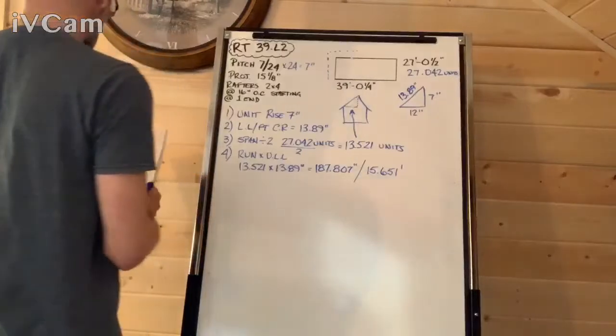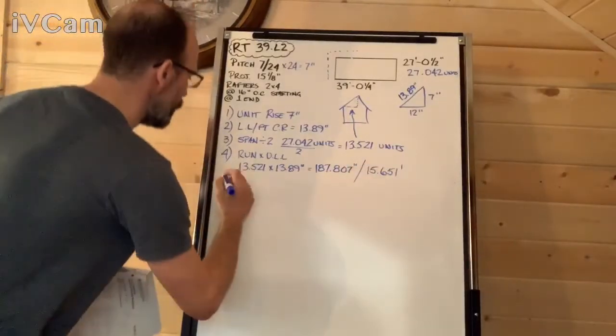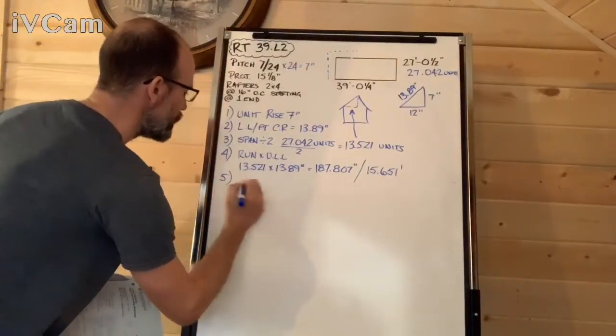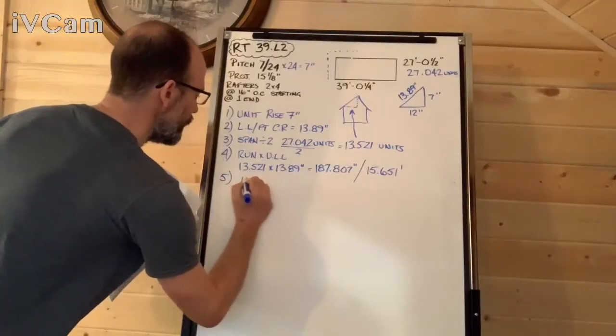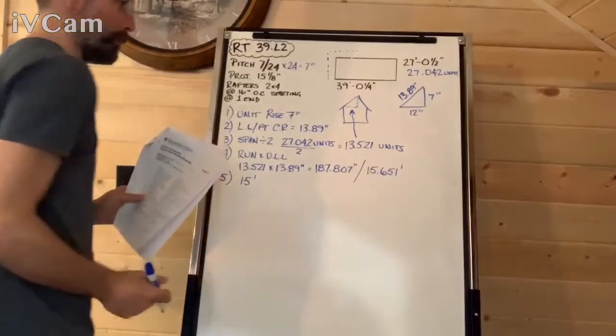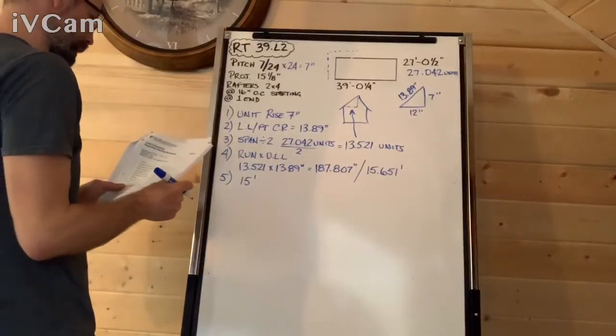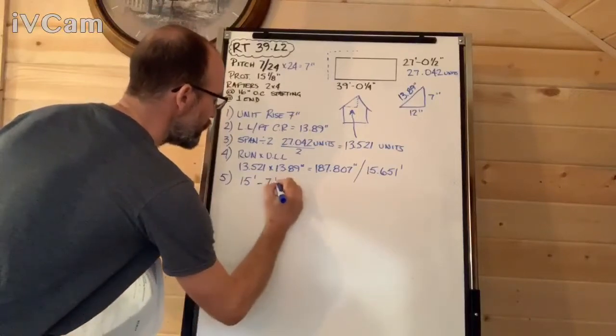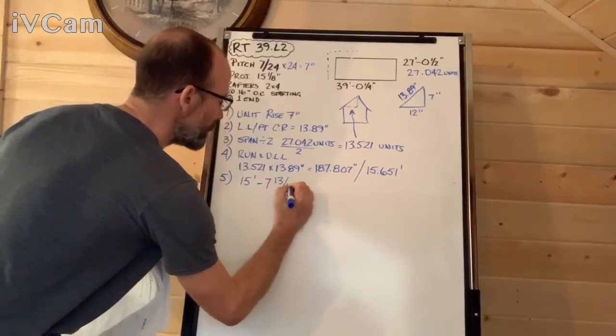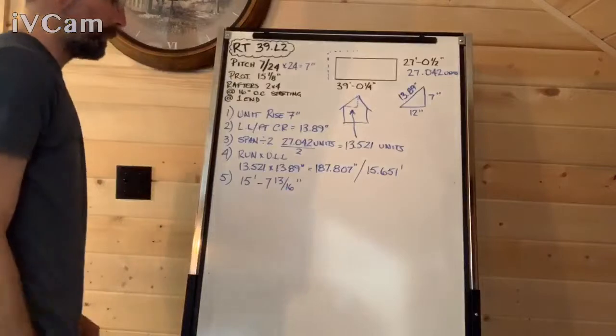Number 5 asks me for the line length. Well, I'm just going to convert that over to feet, inches, and fractions of an inch. I'm going to take that and change it to 15 foot. Take my decimal .651, multiply that by 12 to give me inches. Will give me 7. And the remainder, times it by 16 to give me 16ths of an inch. 13/16.